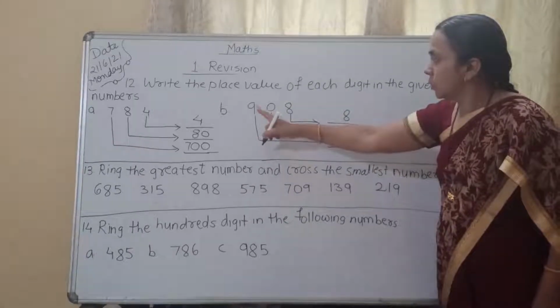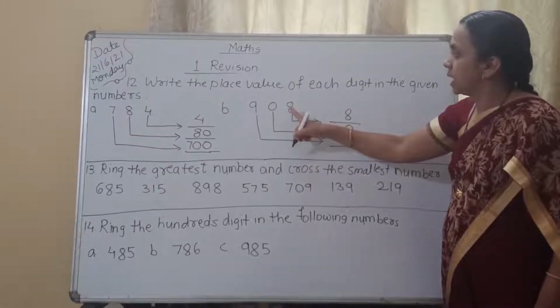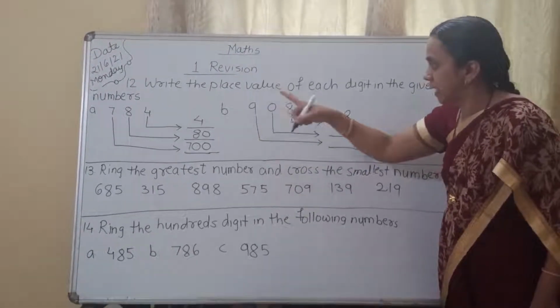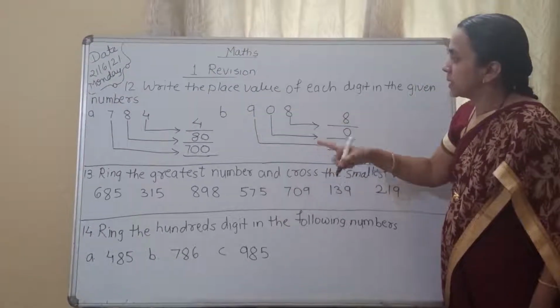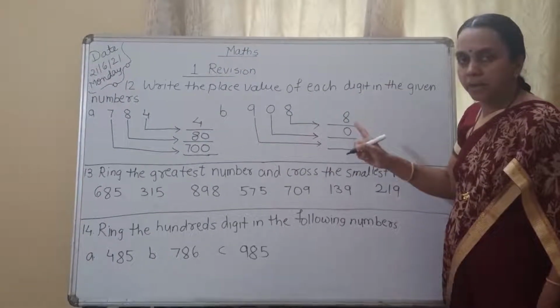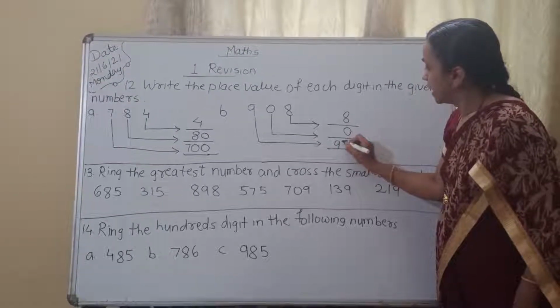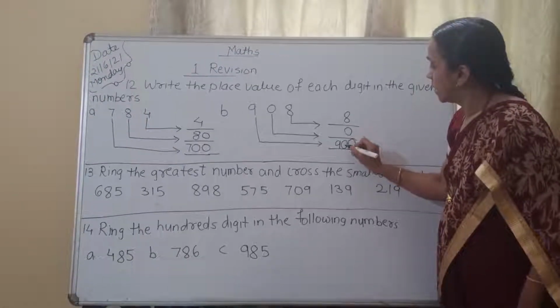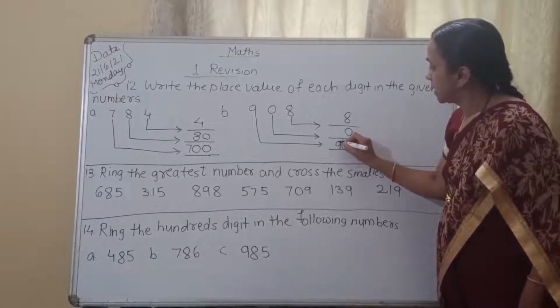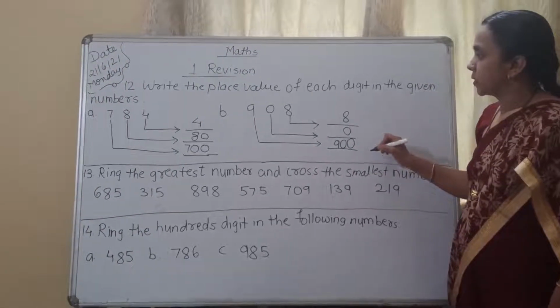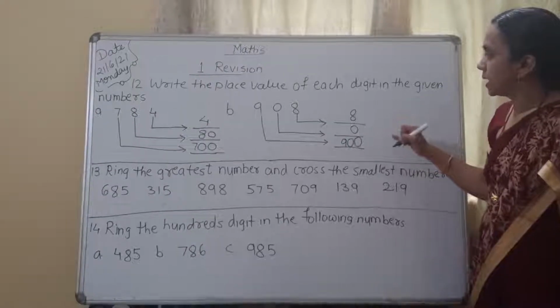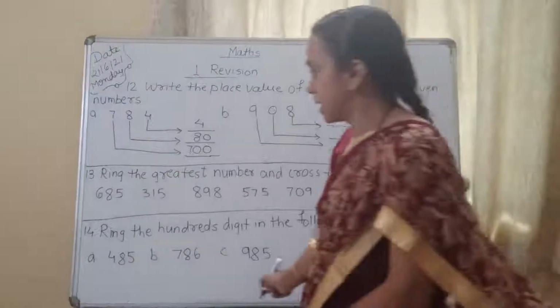Okay. Now 9 is at hundreds place. Ones, tens, 100. 9 is at hundreds place. So 9 multiplied by 100 equal to how much? 900. So we have to write down here this answer 900. Okay, so carefully you write down these answers in your textbook.